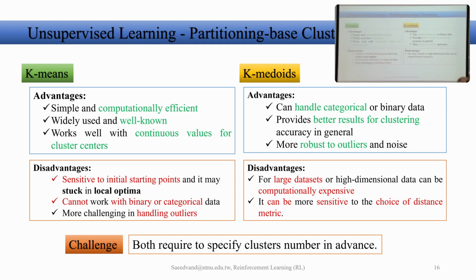On the other hand, let's have a look at the K-medoids disadvantage. We say for large data sets or high dimensional data it can be computationally expensive, because we have one more step, and that one more step is to find which is the medoid. Here, you need to find the Euclidean distance of all the data set with this point. And if you have 10 of those clusters, you need to do that 10 times. And that's, of course, more expensive.